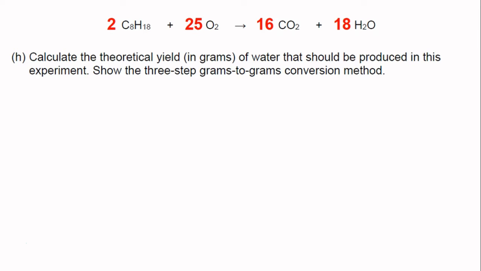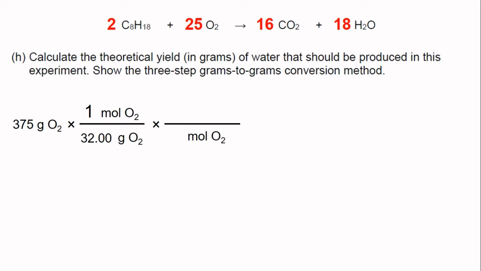Calculate the theoretical yield in grams of water that should be produced in this experiment. So we're going to use our limiting reactant to do this. That means we don't care about the octane at this point, we care about the oxygen. So 375 grams of oxygen. Let's see how many grams of water we can produce from this. First, it's grams to moles. Again, there are 32 grams of oxygen for every 1 mole of O2.